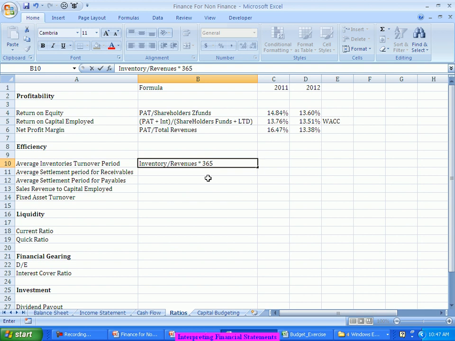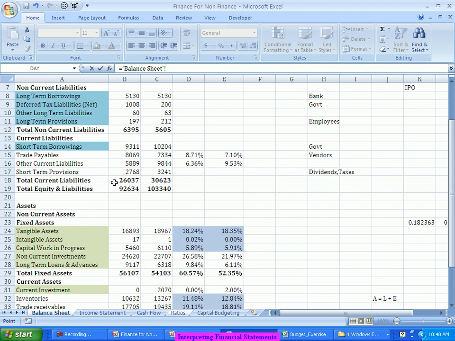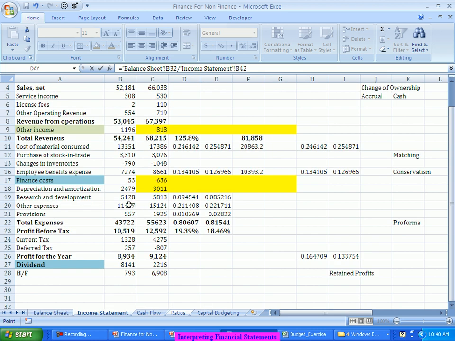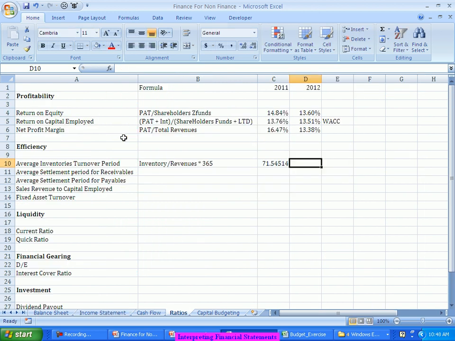Approximately, just to find out on an average how many days it is taking for my inventory to get converted into sales, that is the reason we are multiplying it by 365. So it is telling me here: inventory divided by total revenues into 365. On an average, it is taking 71 days for my inventory to get converted into sales. Now also almost 71 days.